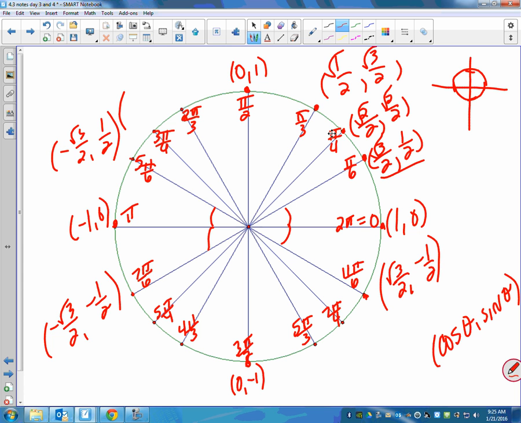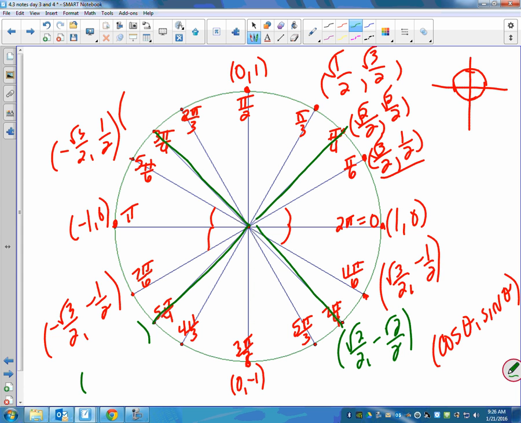So all the fourths also have the same ordered pairs. You just change the signs for the quadrant. So in quadrant 4, that would be radical 2 over 2, negative radical 2 over 2. And in quadrant 3, they're always both negative. So negative radical 2 over 2. And in quadrant 2, negative.